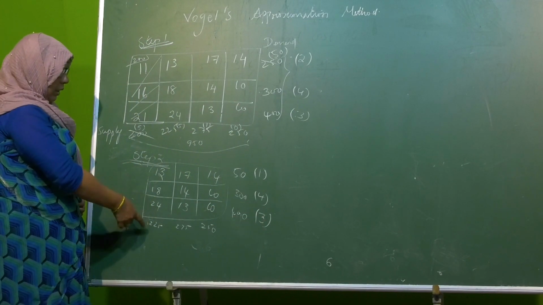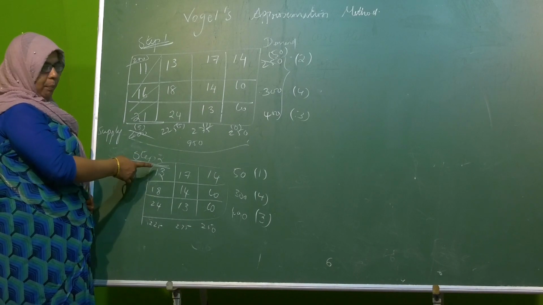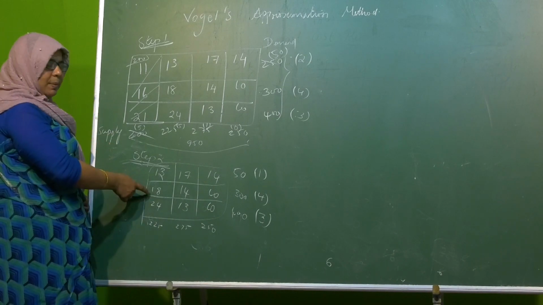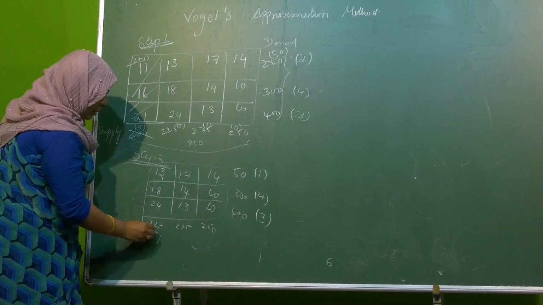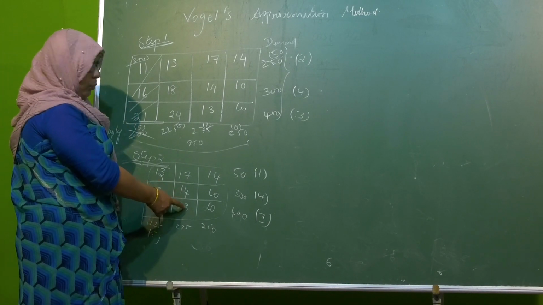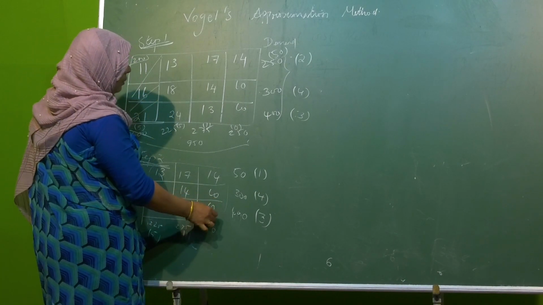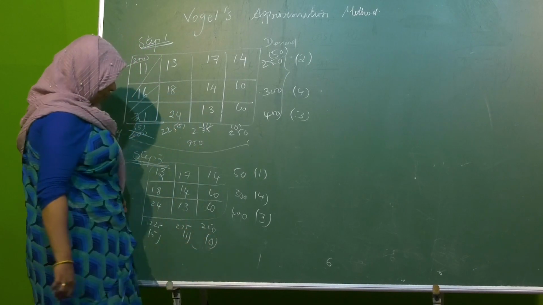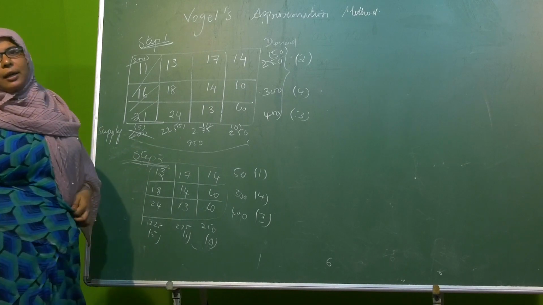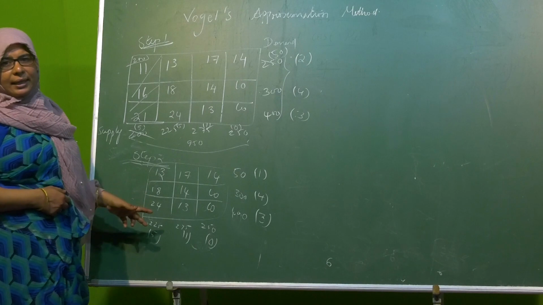In the first column, 13 is the least element and 18 is the next least, so the difference is 5. Likewise 13 and 14, the difference is 1. And here we are getting 0. Compare all the differences, row wise and column wise. What is the highest difference? 5 is the highest difference.